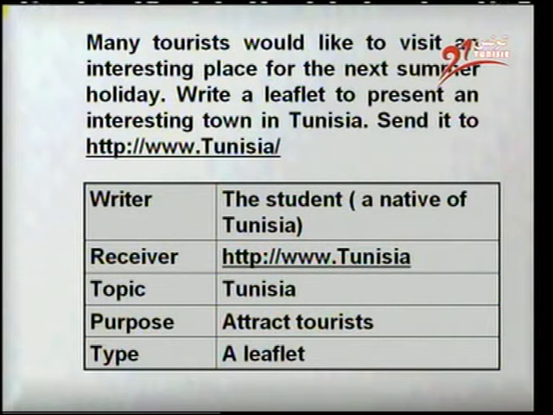Here's an example. The writer in this subject is a student, a native of Tunisia, normally, because he has an idea about this place. Receiver is going to be this site, www.tunisia. The topic, of course, you are going to write about Tunisia, and the purpose is to attract tourists. The type is a leaflet.